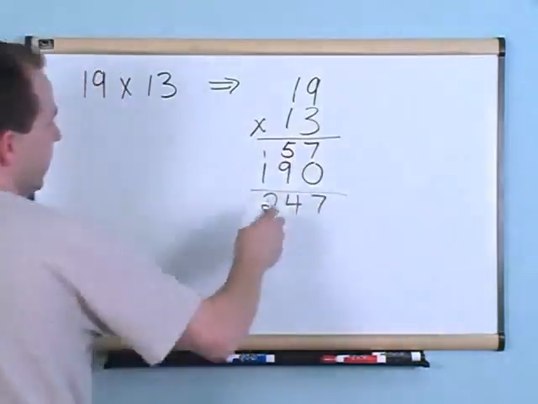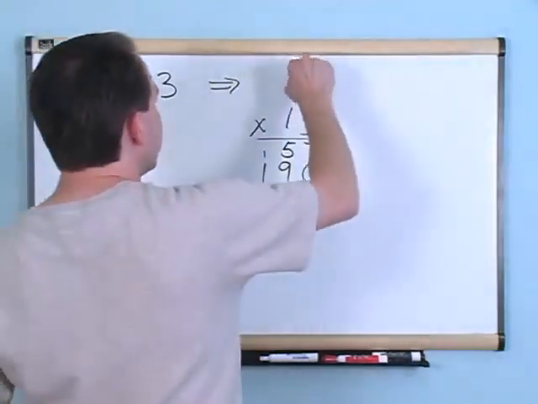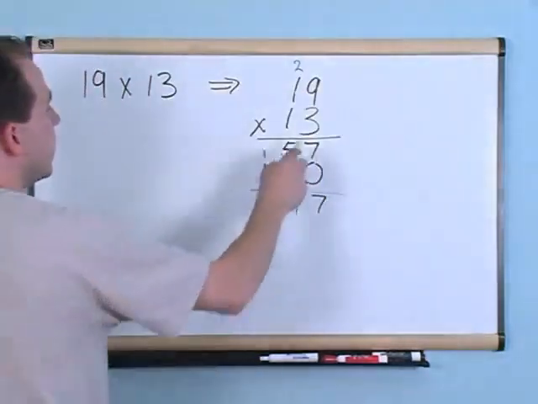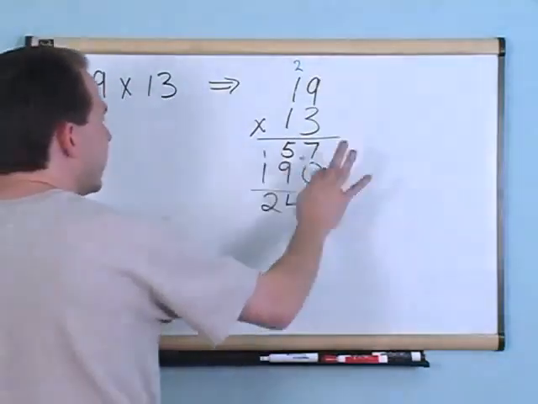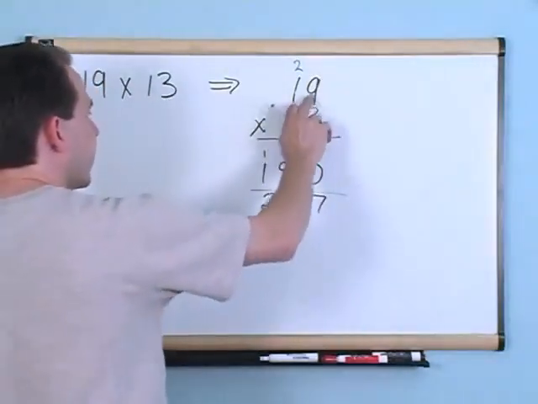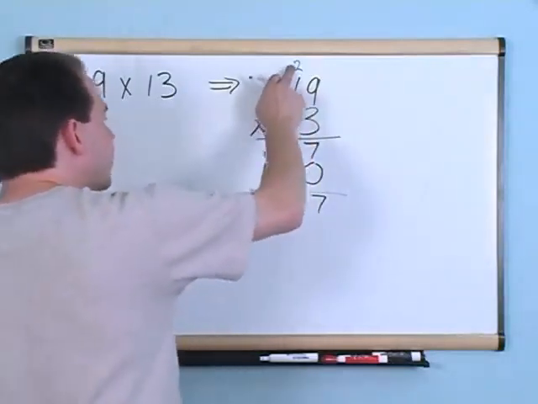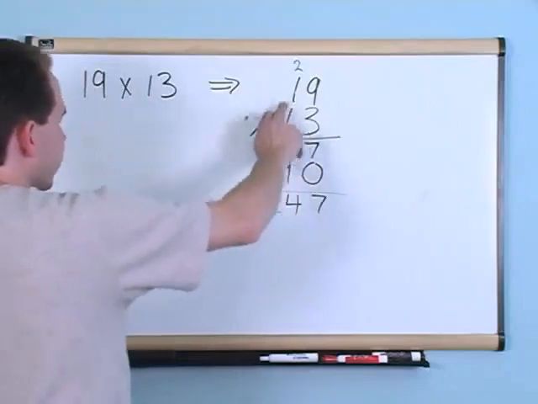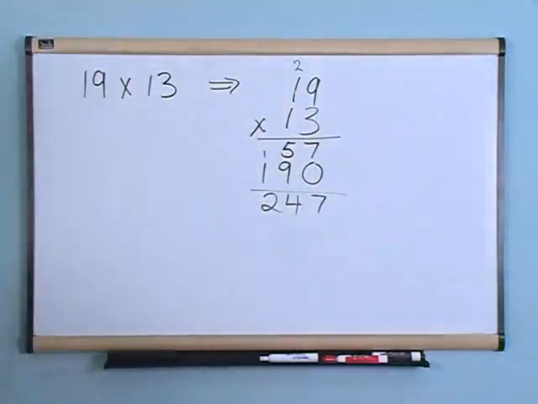But the rules are the same. 9 times 3 gave us 27, okay? And then we had to go ahead and put a 2 up here because we have the 2 and the 7. 3 times 1 gave us 3, add the 2 gives you a 5, okay? Then we put a 0, we started multiplying this. 9 times 1 gave us 9, 1 times 1 gave us 1. This 2 has nothing to do with this multiplication of the 1, so we don't even touch that. The 1 goes here, and then we just add these up and we get 247.